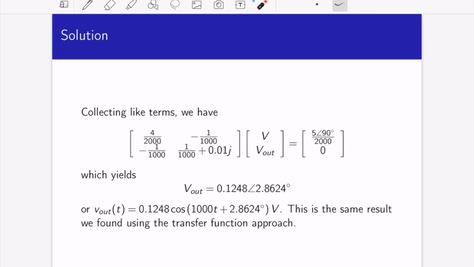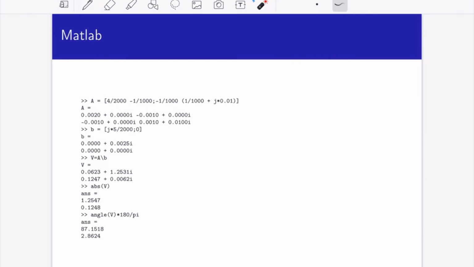For B, we have 5 at an angle of 90 over 2,000, and 0. 5 at an angle of 90 is just j times 5, or 5j, and we divide by 2,000. There are many ways you could type this into MATLAB, but any of the valid forms work. Of course, since this is a column vector, we have a semicolon in between the two rows. Then to determine the values, we use the backslash operator. So V is equal to A backslash B.